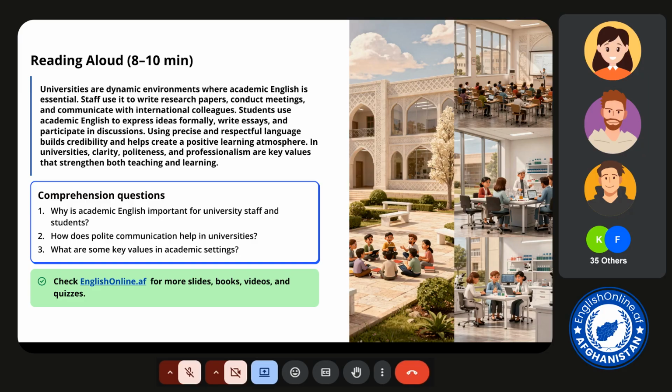Now this is your turn, dear students. One of you should read the paragraph. Any volunteer, raise your hands. Mr. Zahidullah. Okay, in the name of Allah.